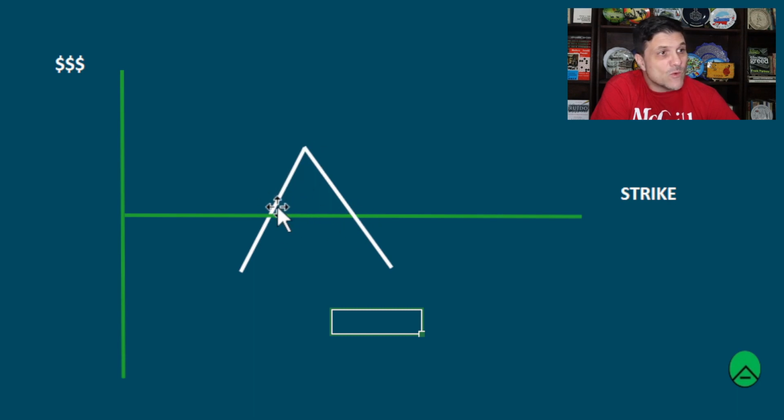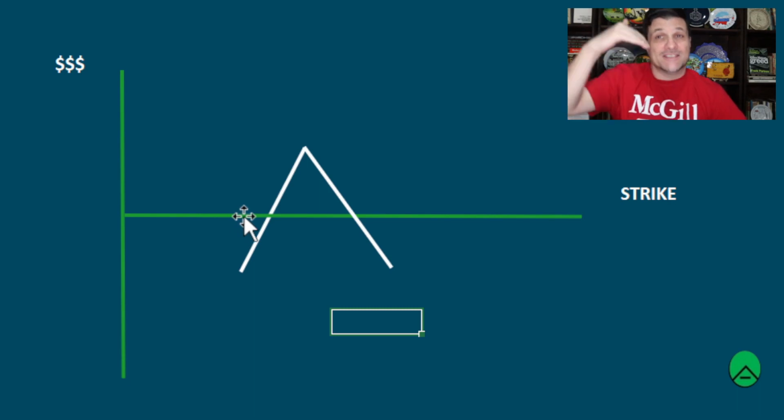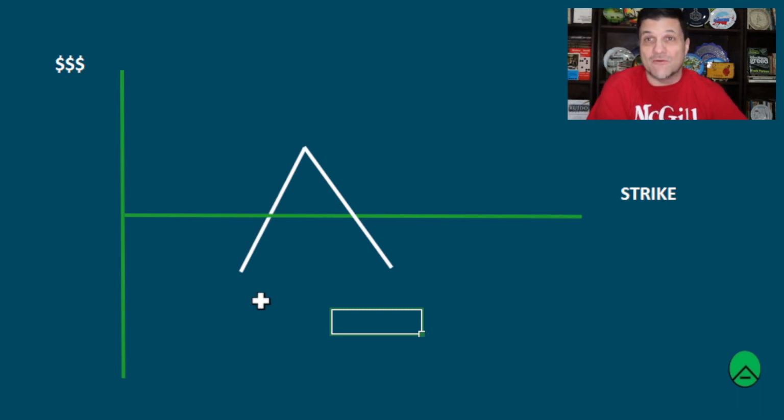Look at the direction of the curve. This line is going down as the price of the stock goes down. Think about that. The further the stock goes down in price, the further that line goes down. What is that? That's when you sell a put option. You sold the put option, and the put option is in the money.